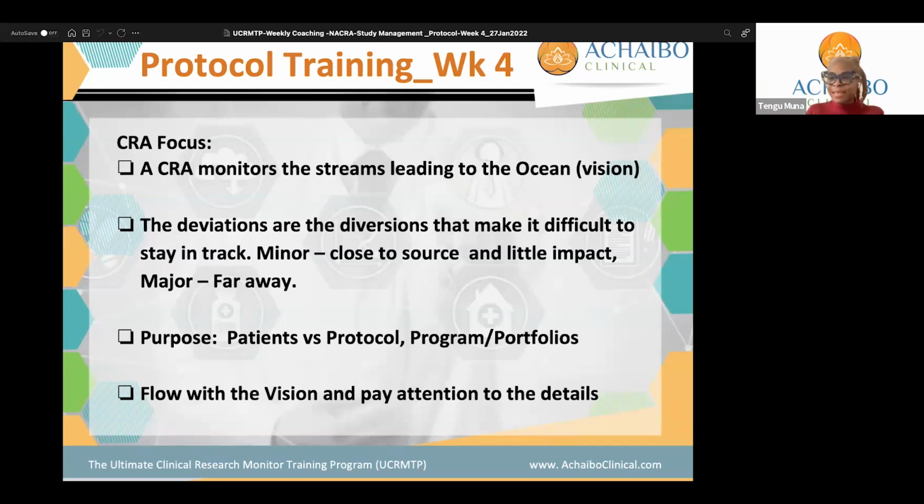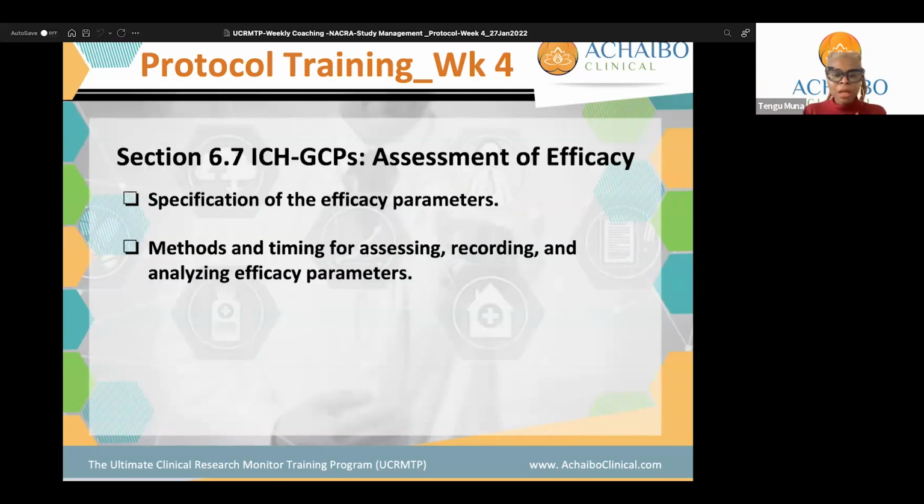We're really guiding the clinical research trial. You're guiding it from the level of the clinical research site as a clinical research associate, and I'm guiding it from the level of the project. That's what it is. So today we're going to talk about assessment of efficacy in clinical trials as documented in the protocol.